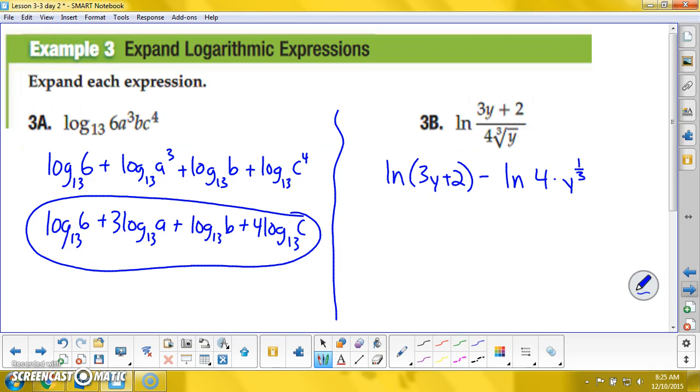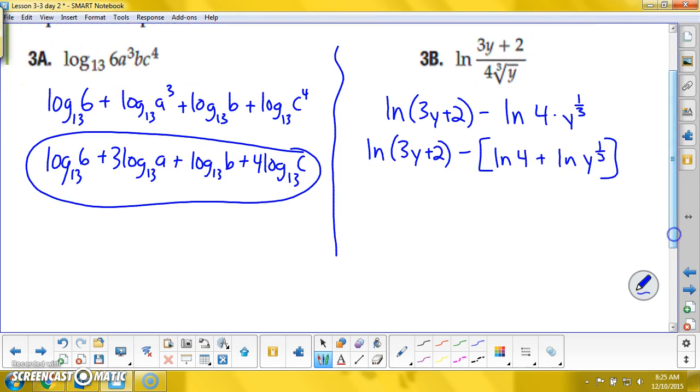And now in seeing this, got some more work to do. We got the natural log of 3y plus 2. That's going to stay. But now you see that we've got 4 times y to the 1/3. But both of those are inside of a natural log that's being subtracted. So what I'm going to do is use brackets here. And then I'm going to rewrite this as the natural log of 4 plus natural log of y to the 1/3. So what's going to end up happening here is this negative sign is going to need to be distributed to both of those terms.